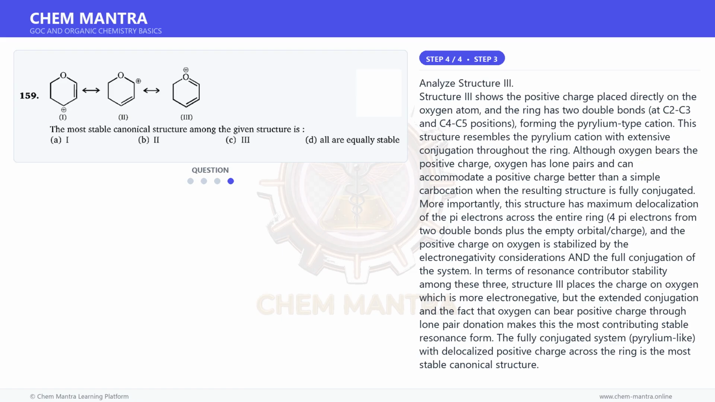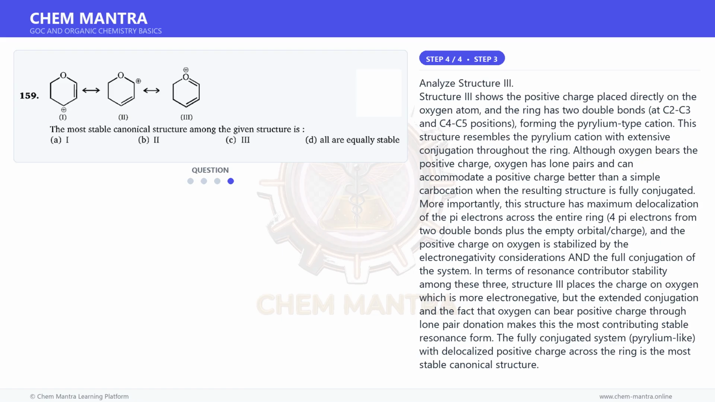In terms of resonance contributor stability among these three, structure 3 places the charge on oxygen, which is more electronegative, but the extended conjugation and the fact that oxygen can bear positive charge through lone pair donation makes this the most stable resonance form. The fully conjugated, pyrylium-like system with delocalized positive charge across the ring is the most stable canonical structure.